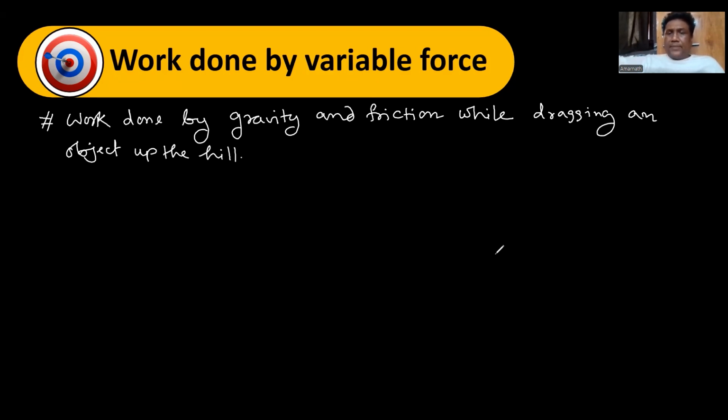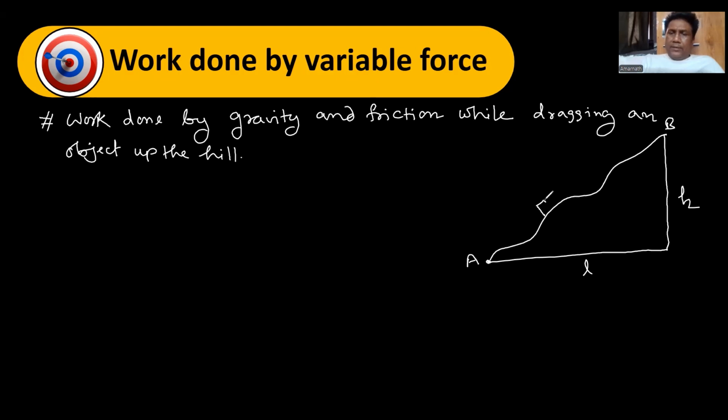So what is the actual situation? First, let me understand. This is just a rough slope of that hill, and the height of the hill is h, and this is L. Say this point is A, and from A to B, I am taking an object and dragging it, and the surface has friction, the frictional coefficient is mu.